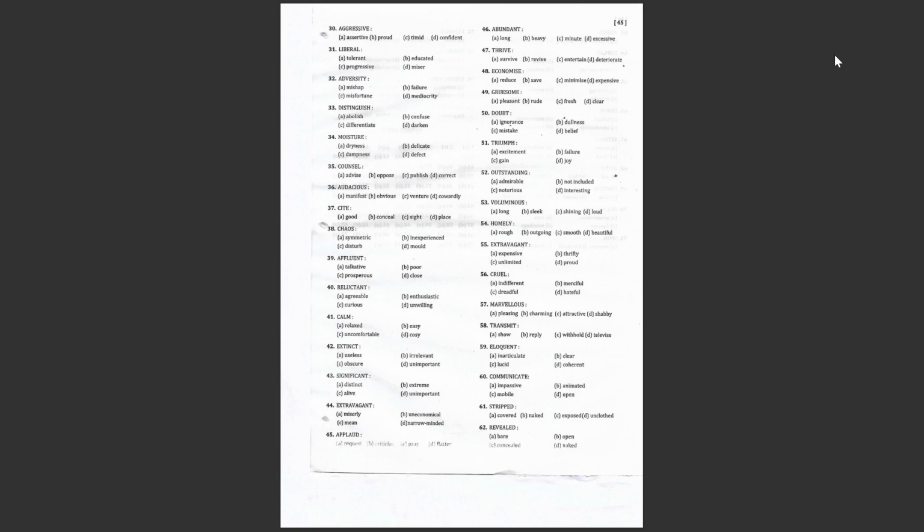Option number C, obscure. I'm sure some of you might not know the meaning of obscure. Obscure means uncertain, something which is not certain and it is not clearly understandable. It is not clearly decodable, and it is unclear and uncertain in its meaning. That is what obscure means. So the most appropriate antonym of extinct here would be option number C, obscure.